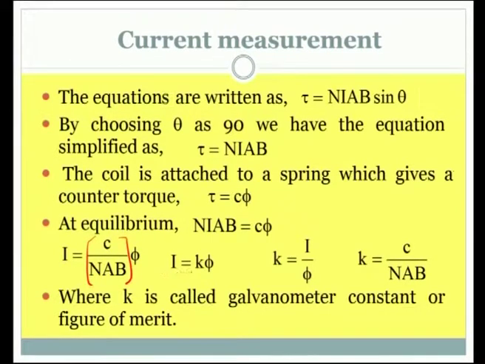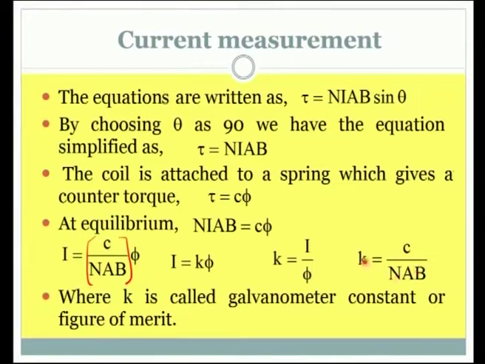So current is found to be proportional to the deflection phi. So we call this term a constant term K. K is the galvanometer constant, or it is called the figure of merit of the instrument. What is that K? If you rewrite this equation for K, it is current divided by deflection. If you make the phi, the deflection, as unity, how much current is required for unit deflection, that is called figure of merit.